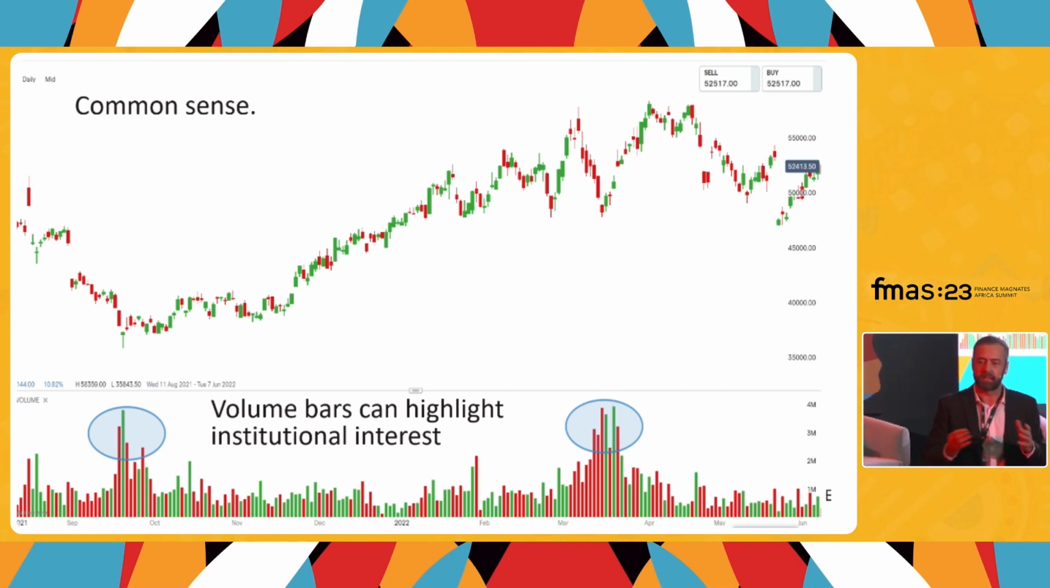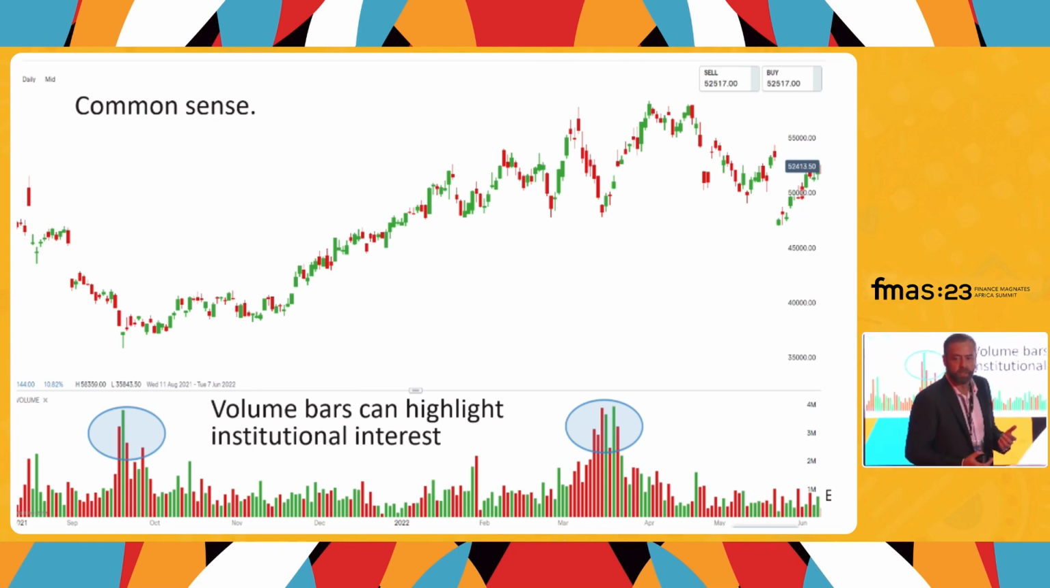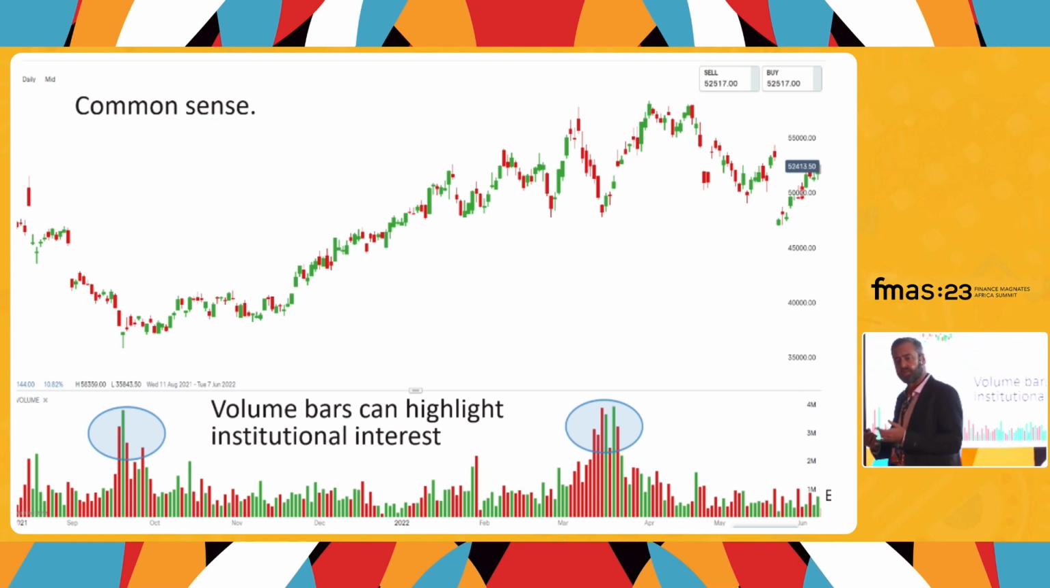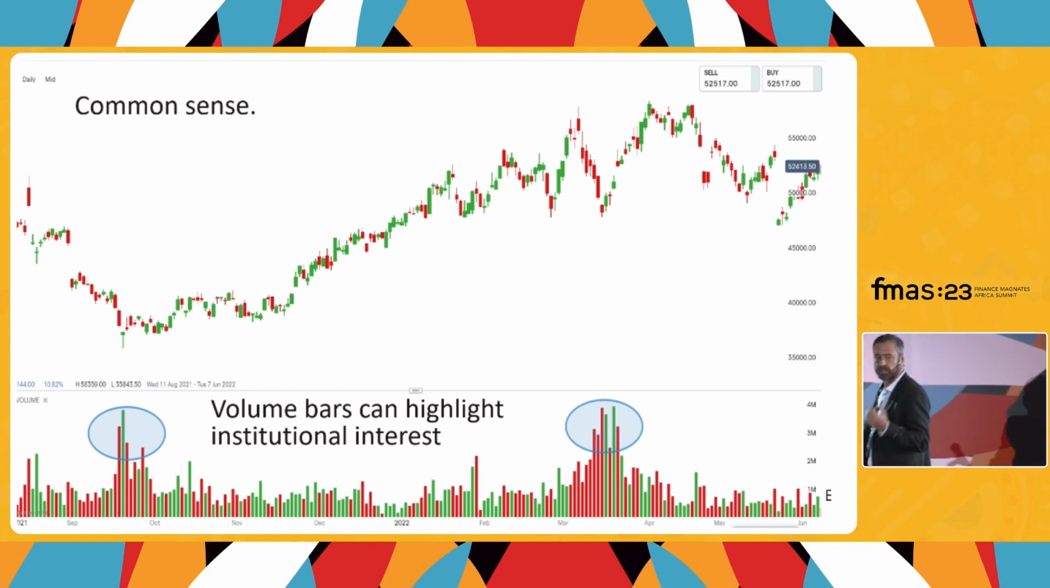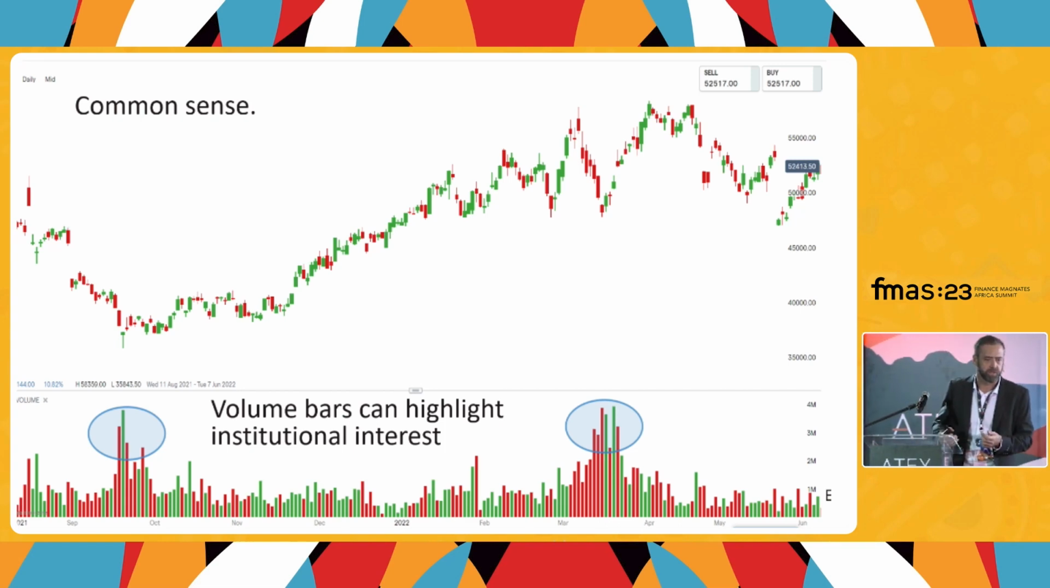Okay, so yes, this is part of technical analysis, and what we're doing is we're looking at technical analysis indications to get logical assumptions from it. And those logical assumptions in this regard is that you've got an institutional participation within the market.